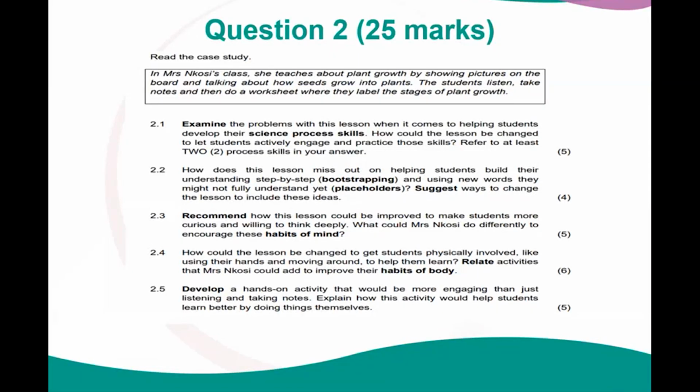So if you look at the questions, it's basically telling you to reflect on this case study. So examine the problem. 2.1 tells you to examine the problems with this lesson when it comes to helping students develop their science process skills. How could the lesson be changed to let students actively engage and practice those skills? Refer to at least 2 process skills in your answer.